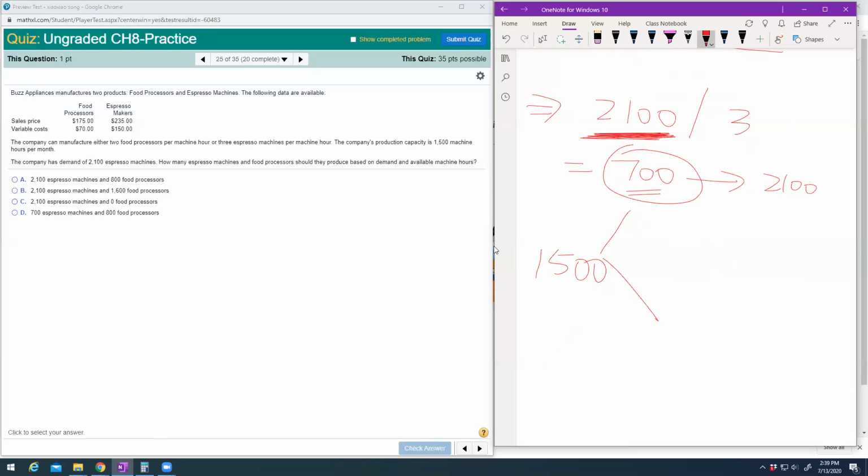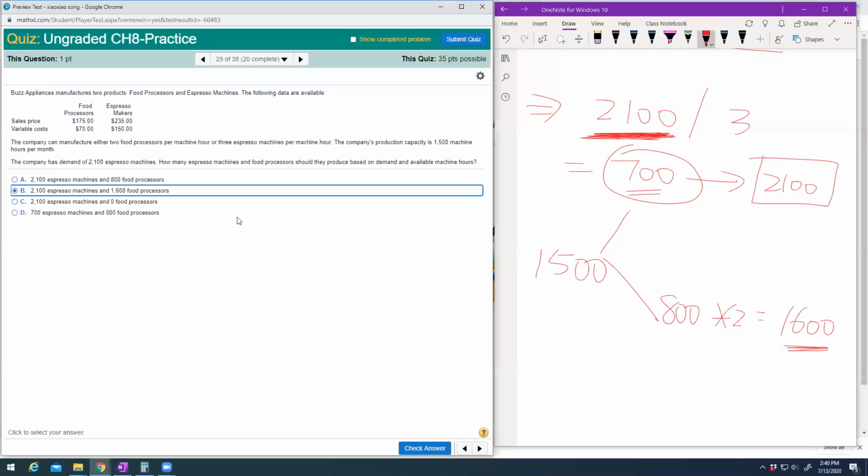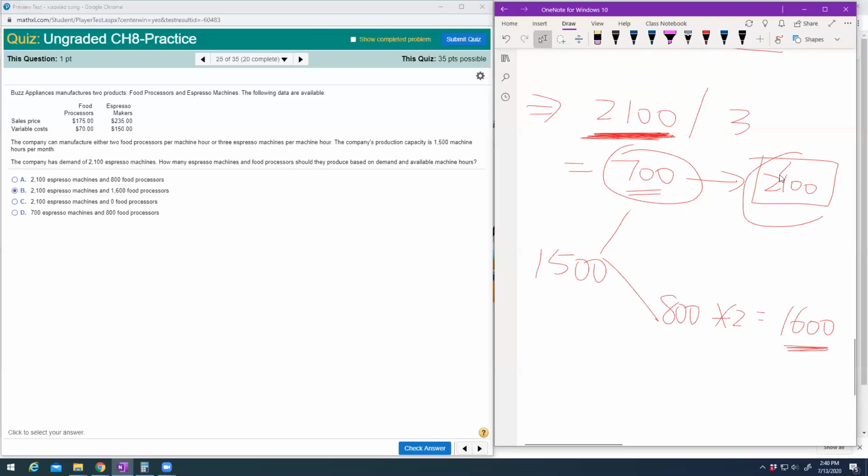That's the maximum number you can produce. The more you produce, you cannot sell. So you can only produce 2,100 using 700 machine hours. You still have 800 machine hours, and each machine hour you produce 2 food processors. So you should produce 1,600 food processors and 2,100 espresso makers. That's your right answer. If you are watching the video, it's a good way to practice: if you have limited market demand, that's all you can produce. If you produce more, you cannot sell. So that's all you should do.